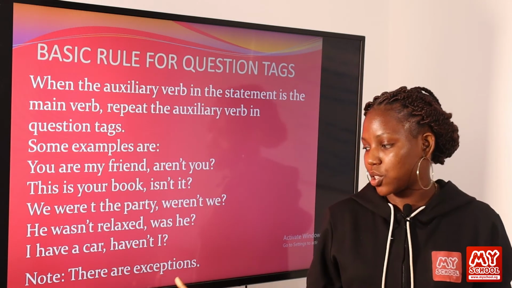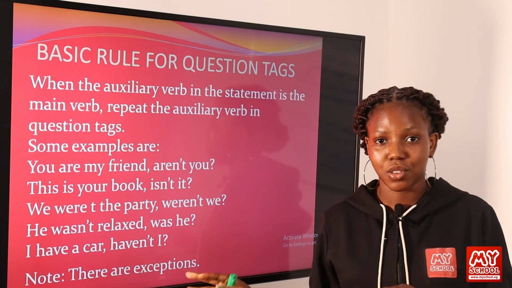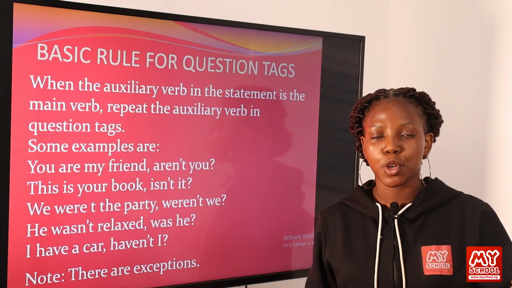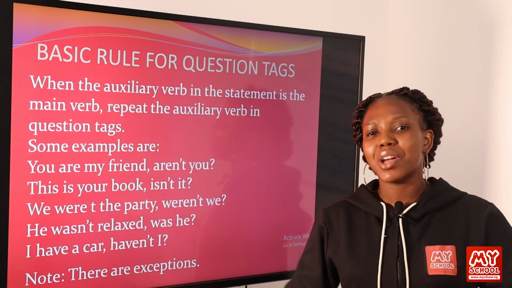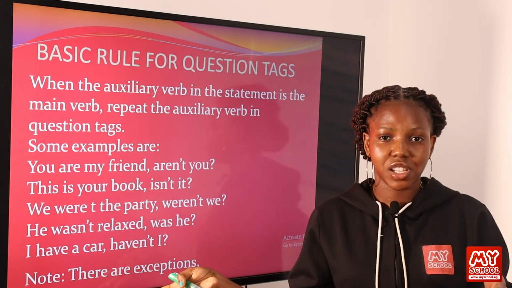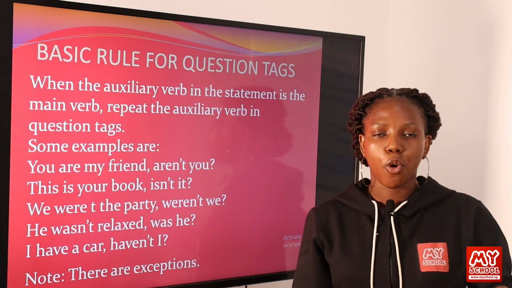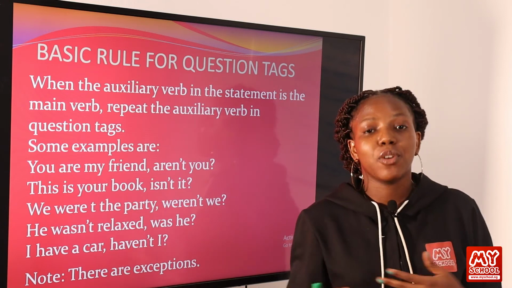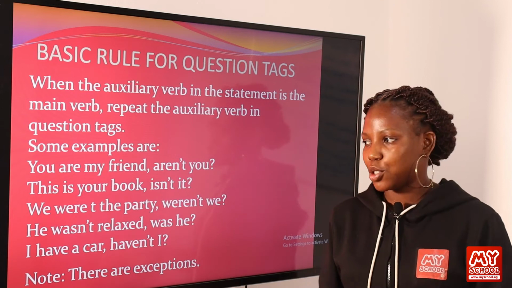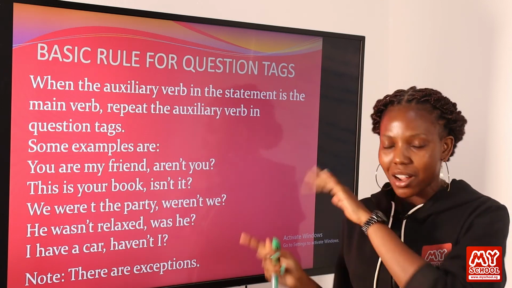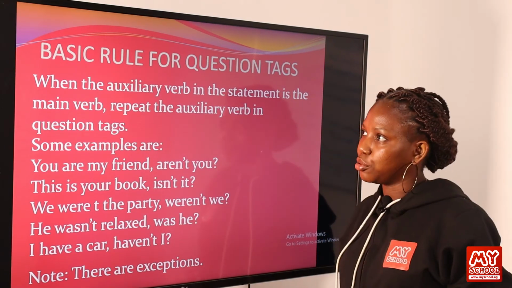So there is an exception to this rule. Okay, there are exceptions to this rule. We have auxiliary verbs in the statement, but then we have a different type of auxiliary verb in the question tag, and we'll take a look at that under the second objective, which is what I consider the irregular pattern. So stay with us as we continue. Now let's take a look at the next basic rule.